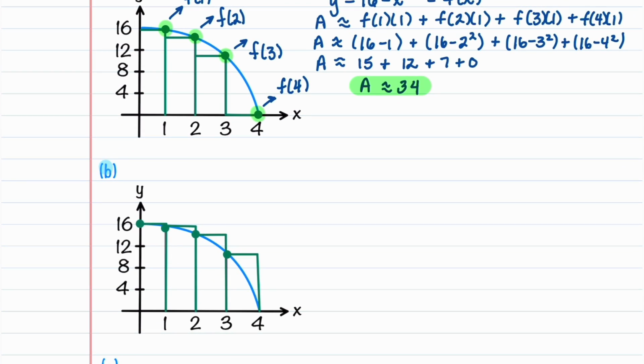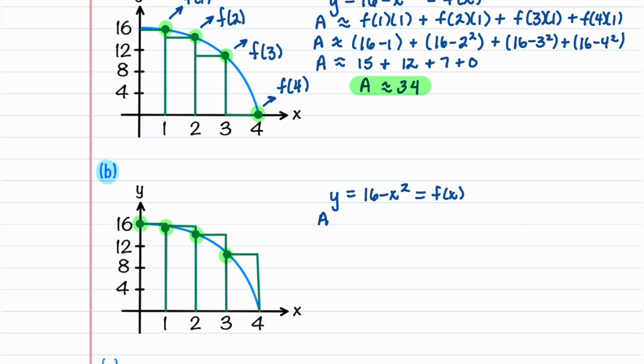Now we're going to do the same thing, except in part B, instead of using right-hand endpoints, we're going to use left-hand endpoints. Let me go ahead and highlight those. There's our first one, second one, third one, and fourth one. Just so that we have it, I'm again going to write down that y is equal to 16 minus x squared, and that is our f of x.